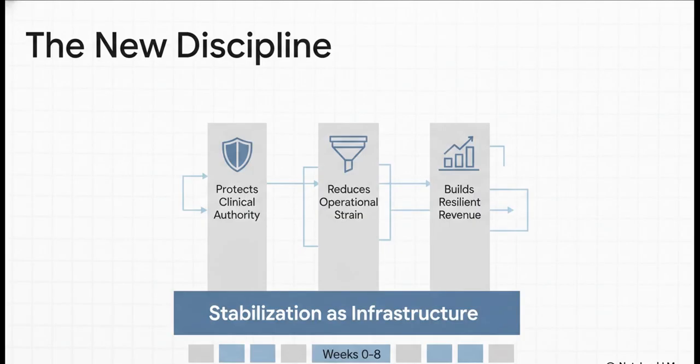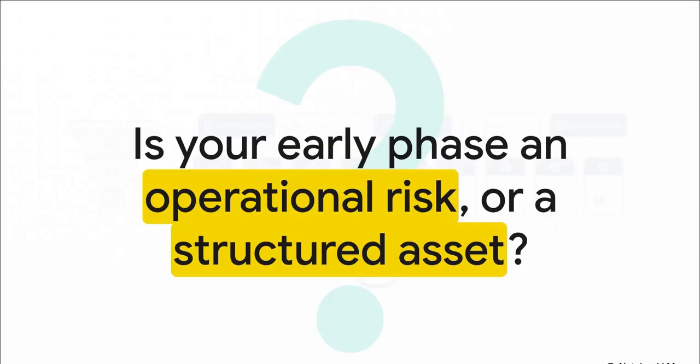So, to wrap this all up, what we're really talking about is a new kind of discipline. Early phase stabilization isn't just a feature, it's operational infrastructure. It's built to protect and preserve clinical authority, first and foremost. Operationally, it cuts down on strain and chaos, and economically, it builds the foundation for a much more resilient and predictable business. So, that leaves us with one final, crucial question for you to think about.